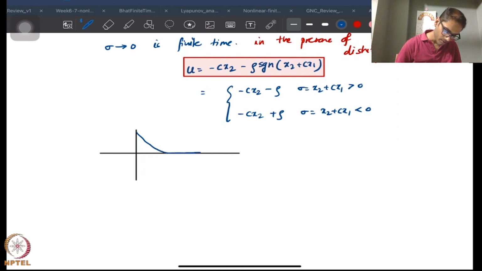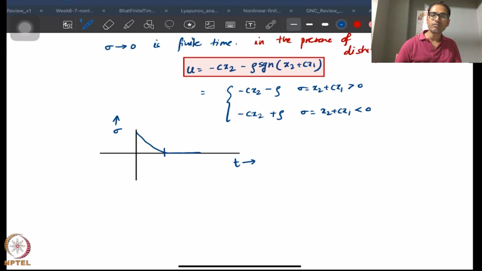It will just do this, right? Beyond some finite time, your sigma will converge, right? So you expect some really nice plots on the sigma variable. And similarly, x1, x2 is obviously converging asymptotically, right? Converging asymptotically.